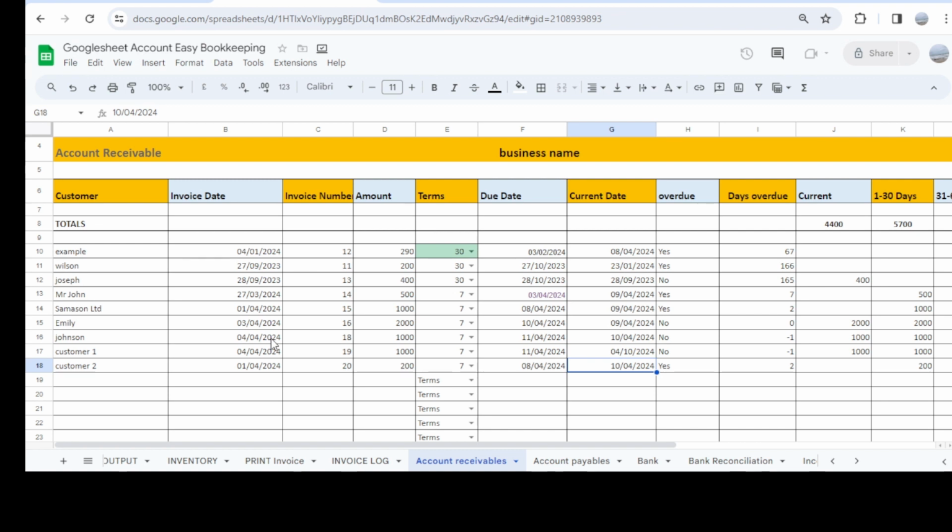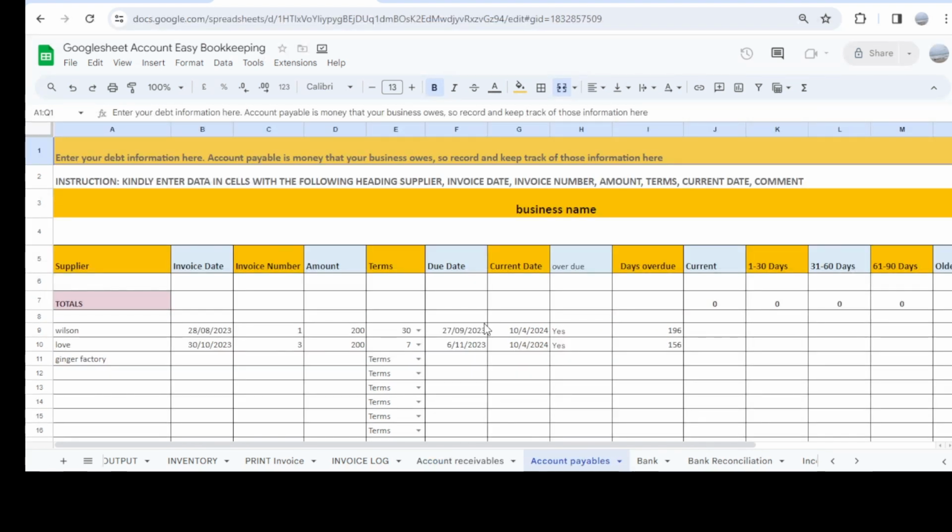And it's the same thing for your accounts payable. It's the same method, but you have to distinguish them so that you know that one chart is for your debtors and one is for your creditors, which are your suppliers, those that you are owing. It's the same format but different information.